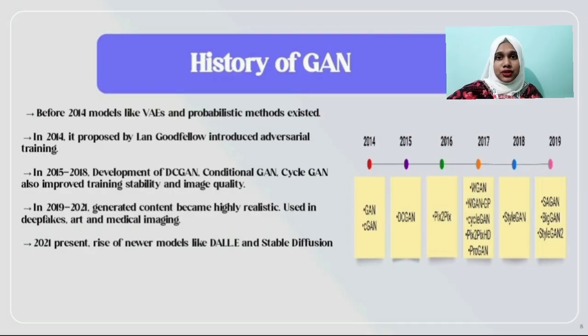History of GAN. Before that, models like VAEs were used to generate data, but the results were not very realistic. In 2014, Ian Goodfellow introduced GAN, which changed the field through adversarial training. Between 2015 and 2018, GANs were improved. DCGAN and CycleGAN made training more stable and generated more realistic images, and in 2019 they improved further and generated even more realistic pictures and data. Overall, we can say that GAN revolutionized how machines use actual data in their systems.